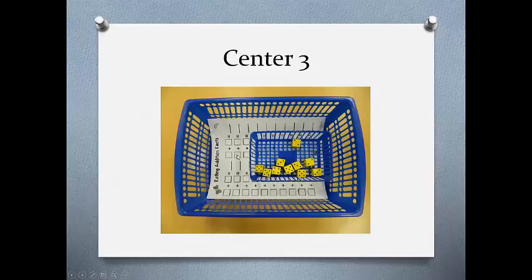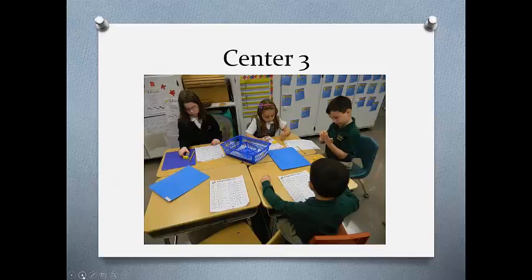Center 3, each student takes 2 dice and rolls them. These are nice soft dice, so they don't make noise. And they write the addition fact on the first line and the turnaround fact next to it. And this is another center where they can work well, very independently.